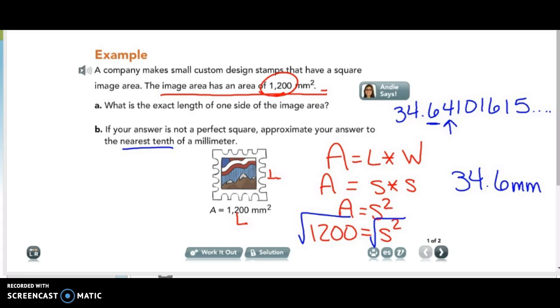And we are telling you that always it could be a positive or a negative. Well, a negative side length of 34 millimeters does not make sense for a stamp. So in this case, it is only going to be a positive, because that's the only one that's going to make sense.